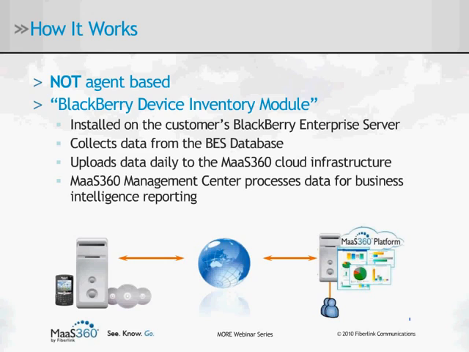The MAS 360 BlackBerry Visibility Tool is not agent-based. Therefore, there is no need to touch all of the individual BlackBerry devices. It is a customized installation package that gets installed on the BlackBerry Enterprise server and is specific to the customer's environment and BlackBerry database setup that will lay down configuration files and a batch file. It collects data from the BES database and uploads that data daily to the MAS 360 cloud infrastructure. All data is encrypted with an RSA SSH key and is transferred via SFTP. The MAS 360 Management Center processes the data for business intelligence reporting.